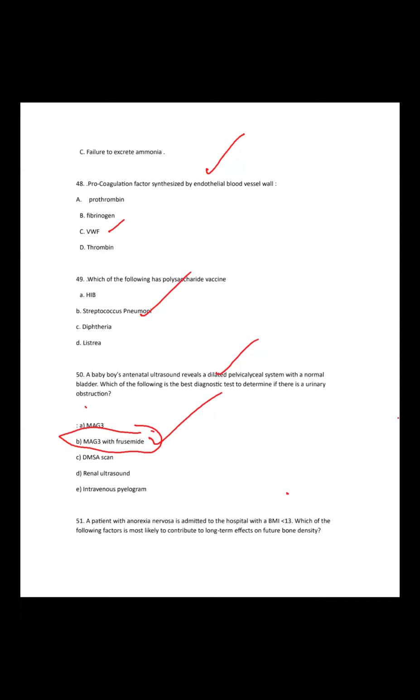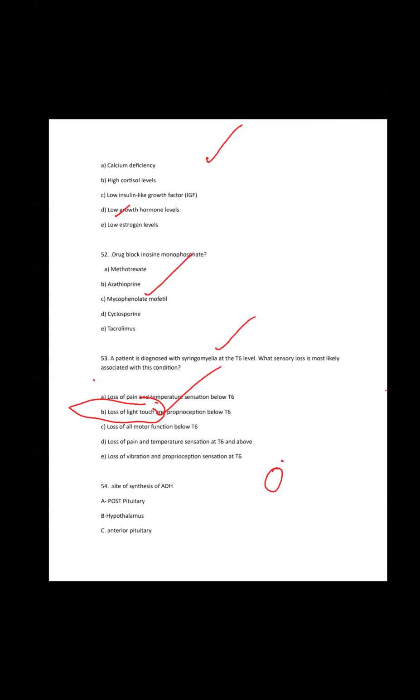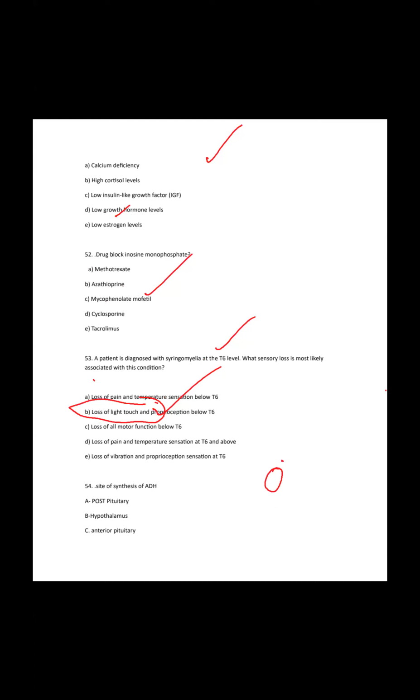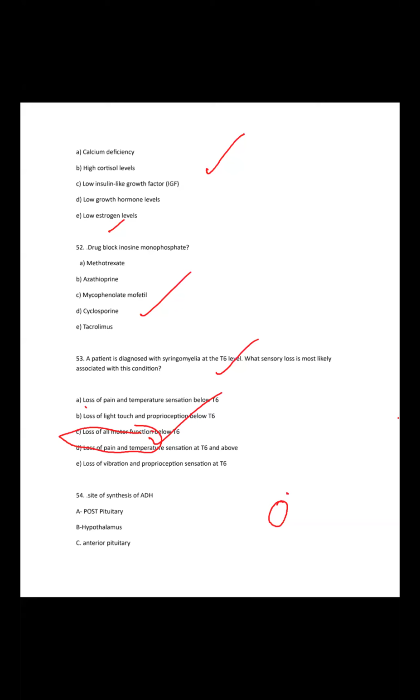Okay. A patient with anorexia nervosa, BMI less than 30. Which of the following factors most likely contributes to the long-term effect on future bone density? It is mediated by estrogen levels. Okay, low estrogen levels. Drug that can block inosine monophosphate dehydrogenase. Inosine monophosphate. Yes, I think this is mycophenolate mofetil. Okay, thank you for confirming. So this is the mechanism.